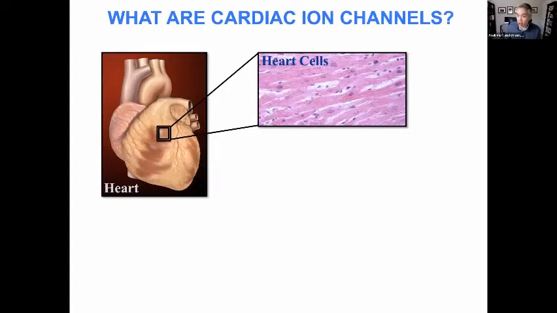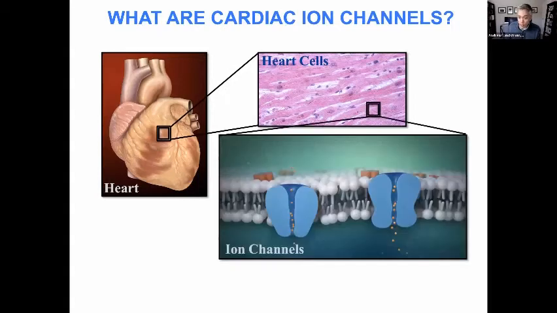What are cardiac ion channels? So to understand what an ion channel is, you have to go way down into the cell itself and talk about the molecules of the cell. So if we take a heart, shown here is a healthy, normal human heart, we take a piece of it and we look at that piece under a microscope, we'll see something that looks like this panel in purple, where you see cardiac cells that make up that tissue.